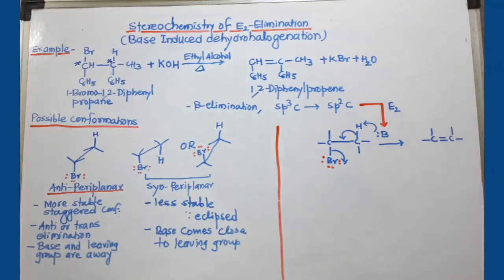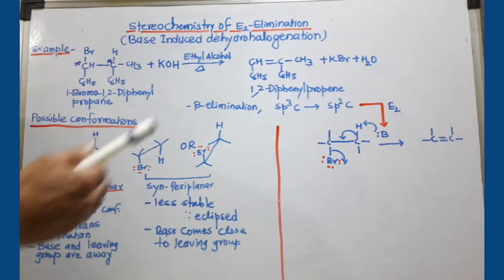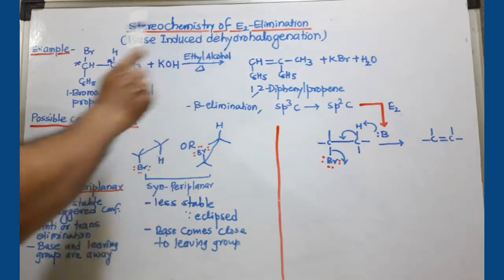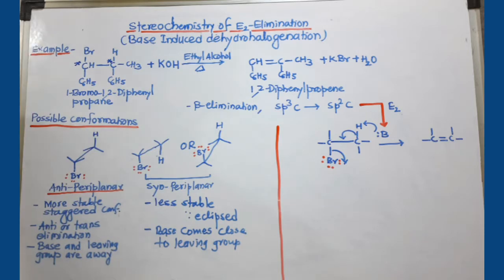Stereochemistry of E2 elimination. This we are going to discuss in this video. For this video, we have selected base-induced dehydrohalogenation reaction. This elimination reaction we are going to discuss, and we are going to discuss the stereochemistry of its product.